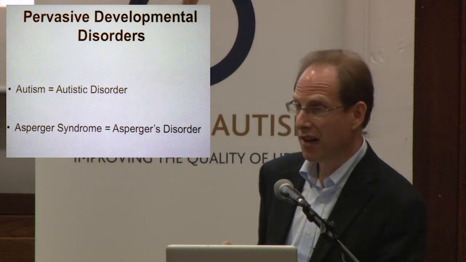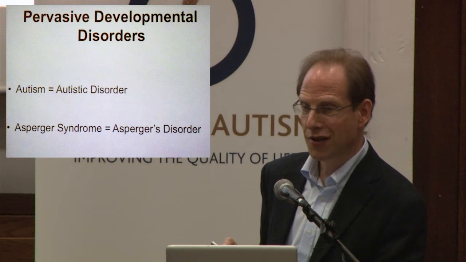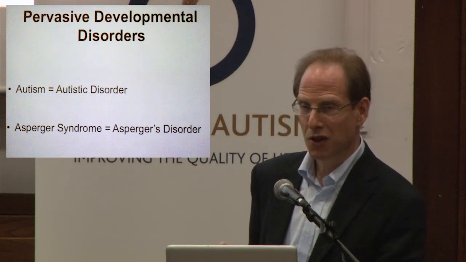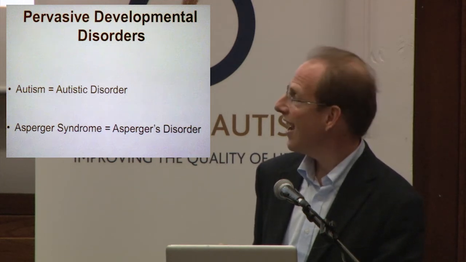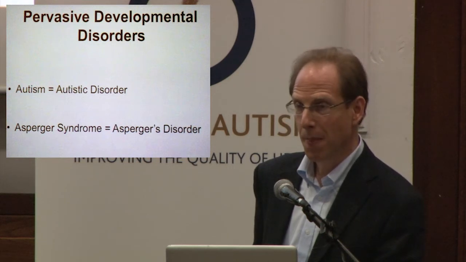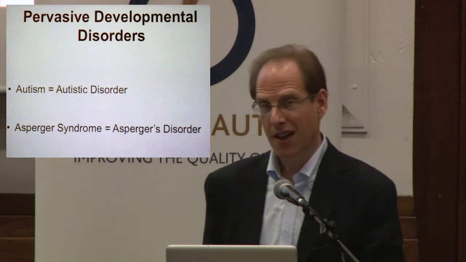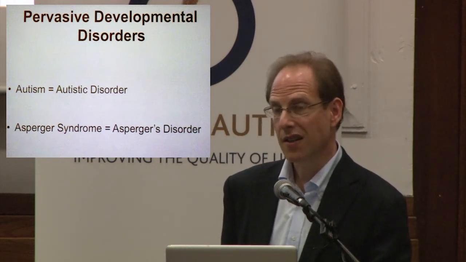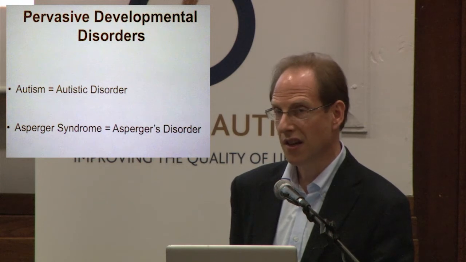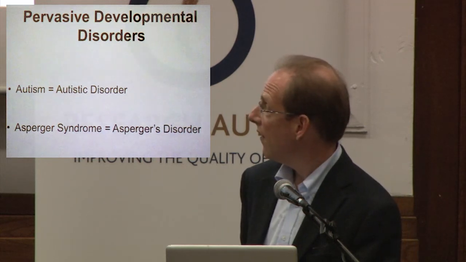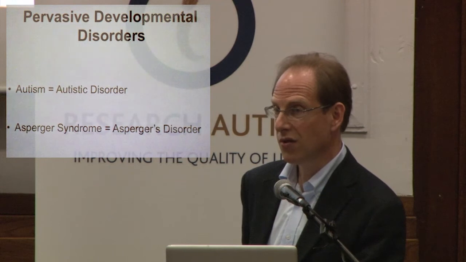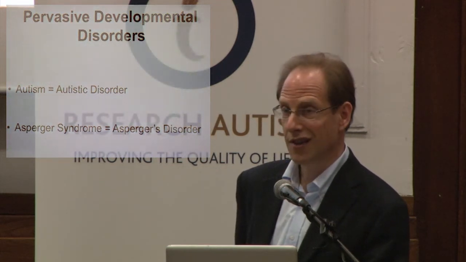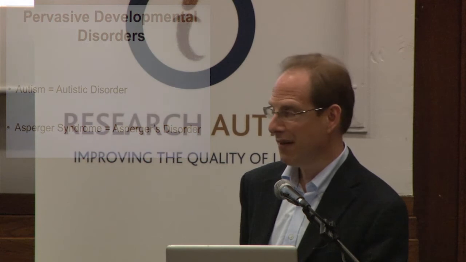for some reason the Americans renamed it autistic disorder. Why did they need to add that word disorder when we had a perfectly good word, which was called autism? And the term Asperger's syndrome, which Lorna Wing, I think, really made popular and made people aware of in her article in 1981, the Americans call Asperger's disorder. So we had a perfectly good word, Asperger's syndrome, and they've renamed it Asperger's disorder.